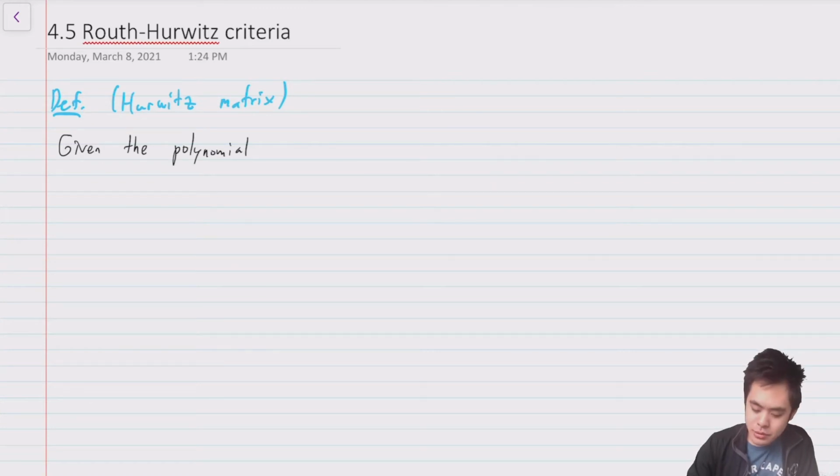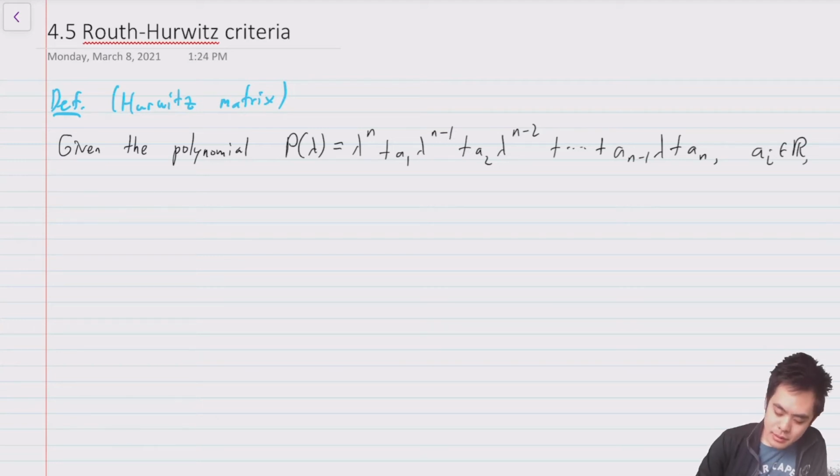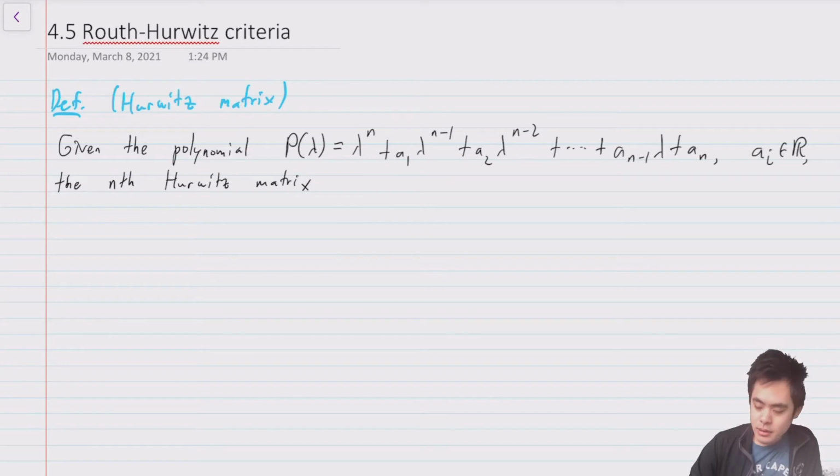So given the polynomial p of lambda is equal to lambda to the n plus a1 lambda to the n minus 1 plus a2 lambda to the n minus 2, summed up all the way to a(n-1) lambda plus a n, where each of our ai's are real numbers, the nth Hurwitz matrix of the polynomial, Hn, is going to be equal to the following.